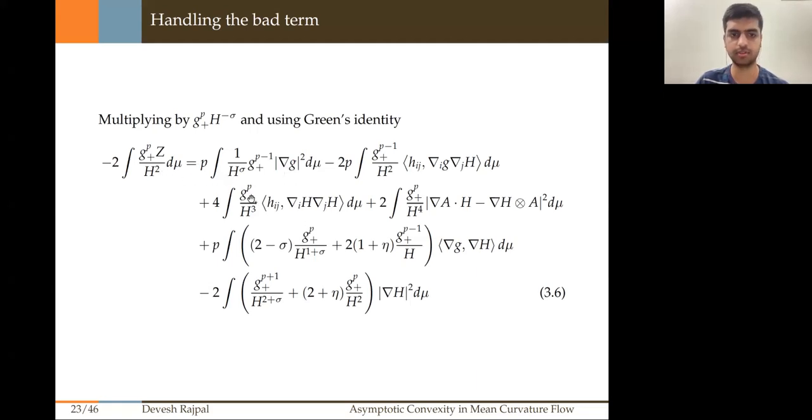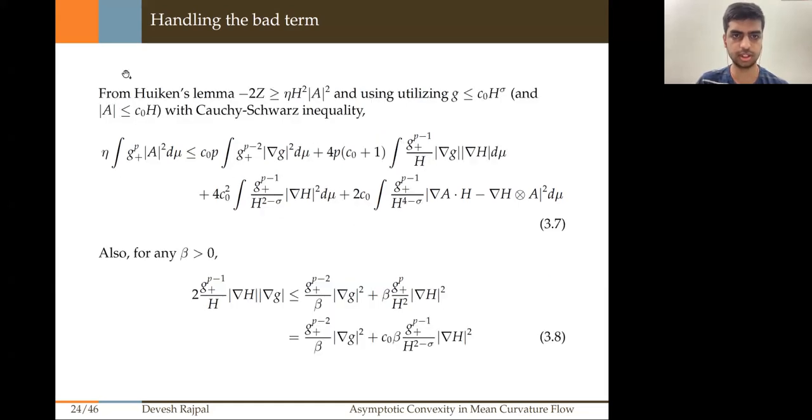So again, one point to notice: this is purely a curvature term. These are all gradient terms, however: gradient, gradient, gradient. And so this gives us hope that we can control the bad term, possibly in terms of other gradient terms. We also have a bound on Z in terms of H squared and mod A squared.